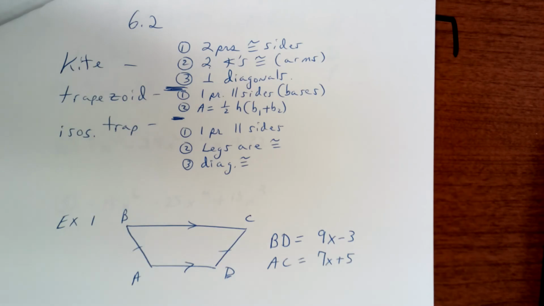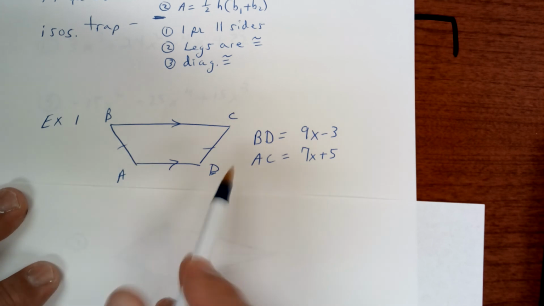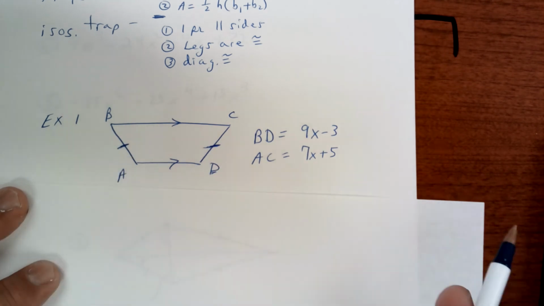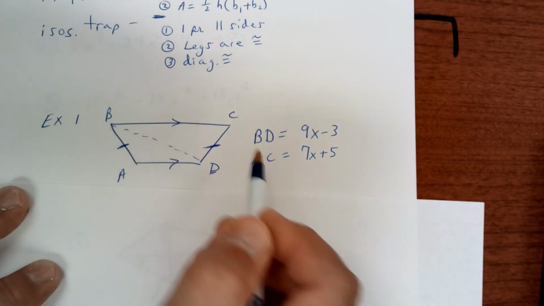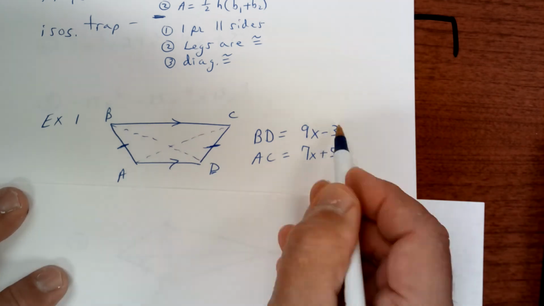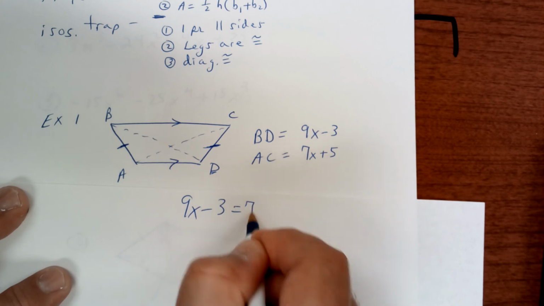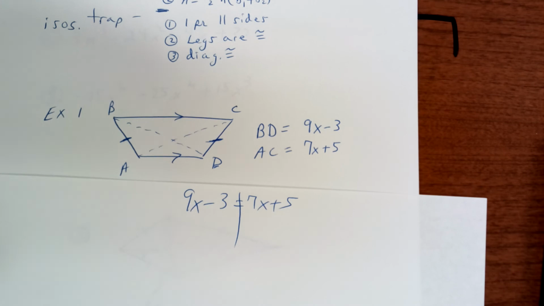All right, so let's talk about this. Draw this diagram here. Well, you can see it's an isosceles trapezoid because the legs are equal. And this is BD, it's a diagonal. And this is AC, it's a diagonal. And for an isosceles trapezoid, they're equal. So put 9x minus 3 is equal to 7x plus 5. It only works for an isosceles trapezoid. Now go ahead and work that.